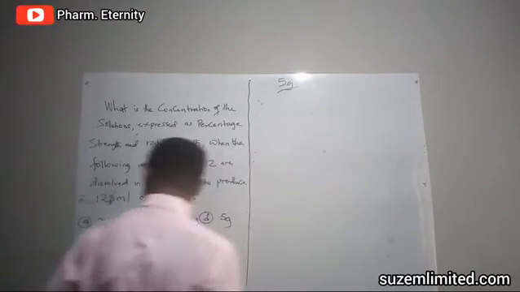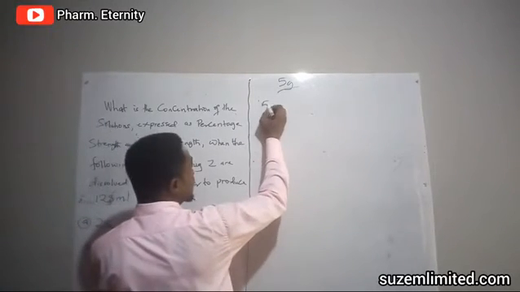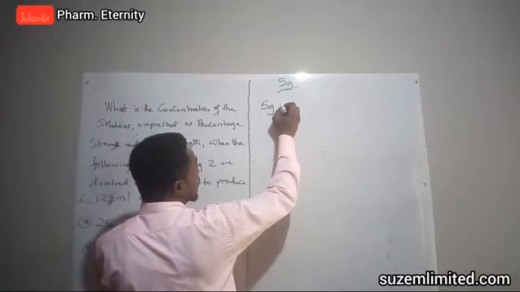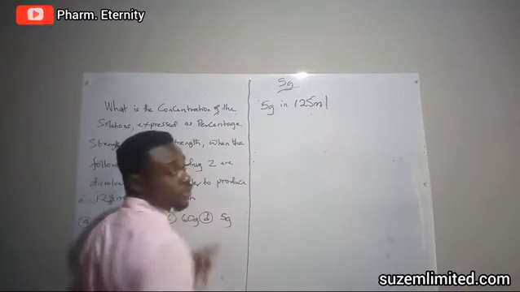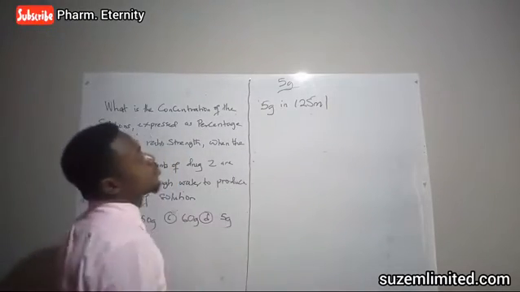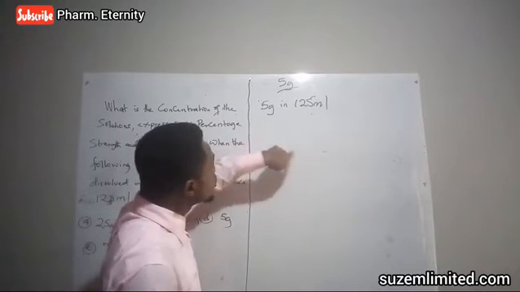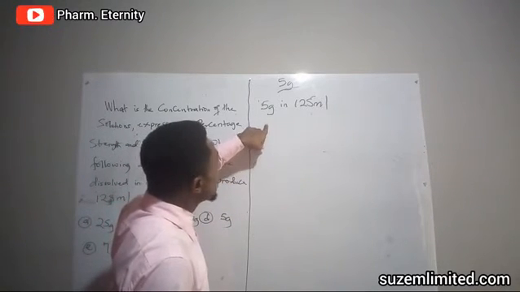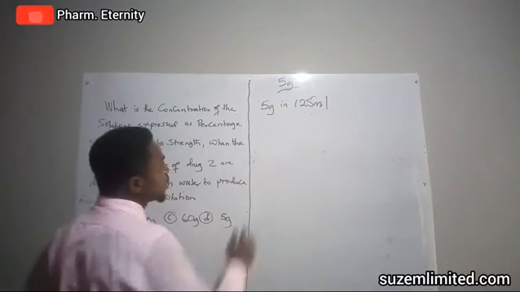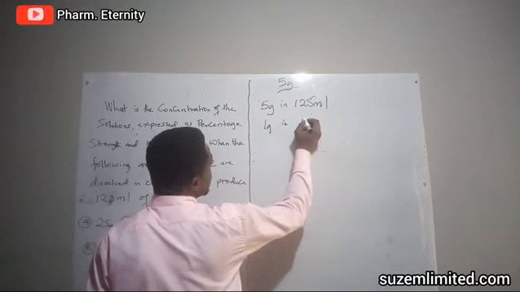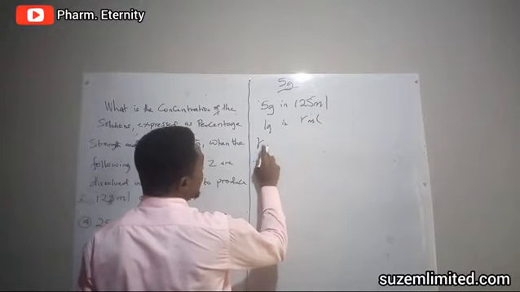Okay, let me go about it this way. Here now, we have 5 grams in 125 ml of the solution. So in which volume of the solution will 1 gram be contained? That's another way of placing this for a better understanding. So that means 1 gram is in R ml.